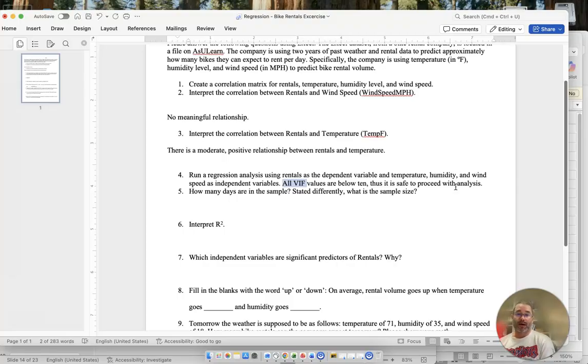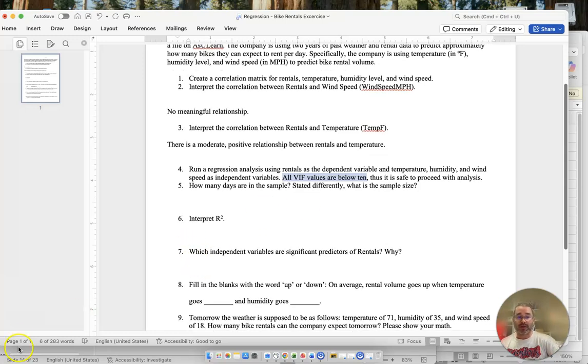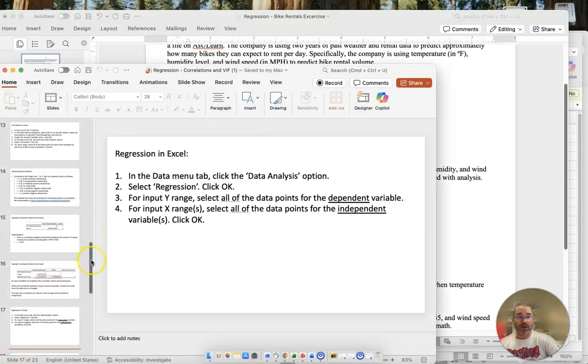I'm going to spend some time here on number 4. I want to show you in Excel how to do this with the VIFs. It's a bit tedious. I'm never going to make you memorize this, like for an exam or even a homework or something. I've given this to you. It's in your notes.